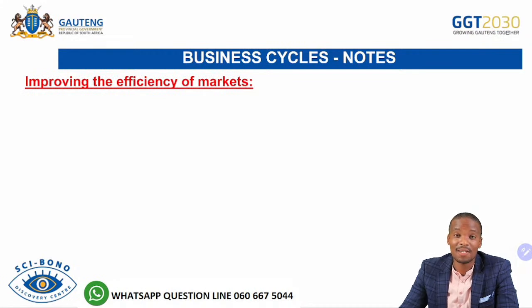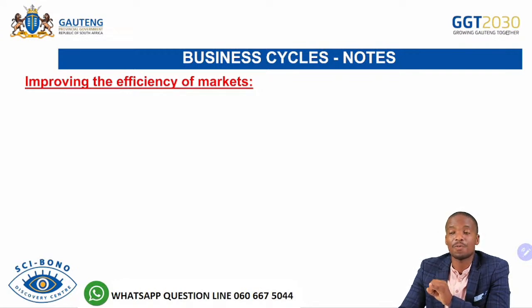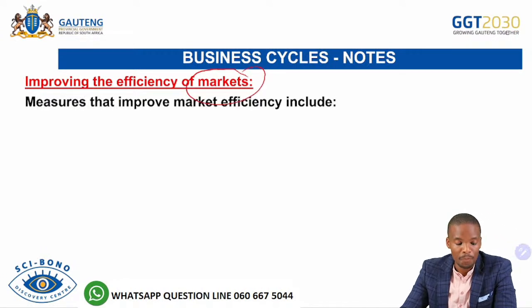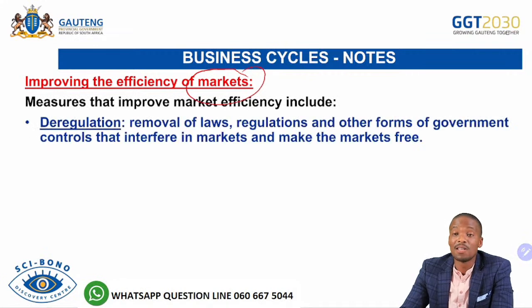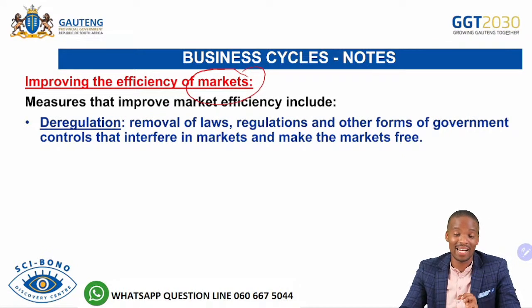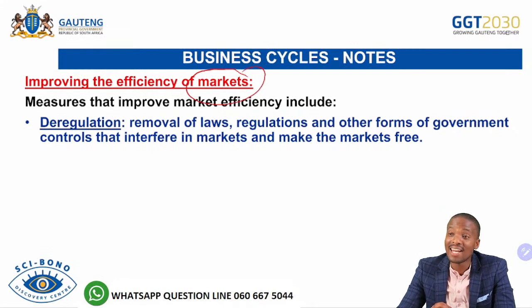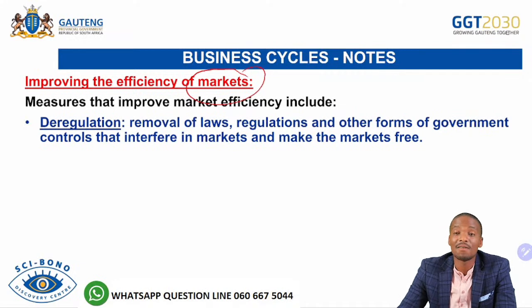Remember, I said to you the supply side policies consider 3 factors. Number 1, the reduction of cost of production. Number 2, improving the efficiency of inputs. Number 3, now it is improving the efficiency of markets. The measures that can improve the efficiency of markets include deregulation. Remember, I said to you the reason why we're underlining this is that it is terminology. Grade 12 learners, we can ask you, as an economic concept, to say removal of laws, regulations, and other forms of government controls that interfere in the market and the market's freedom. Then the answer you're going to give us is deregulation.